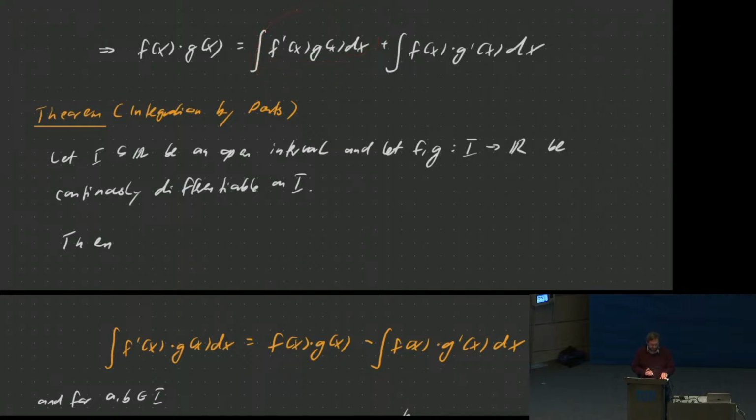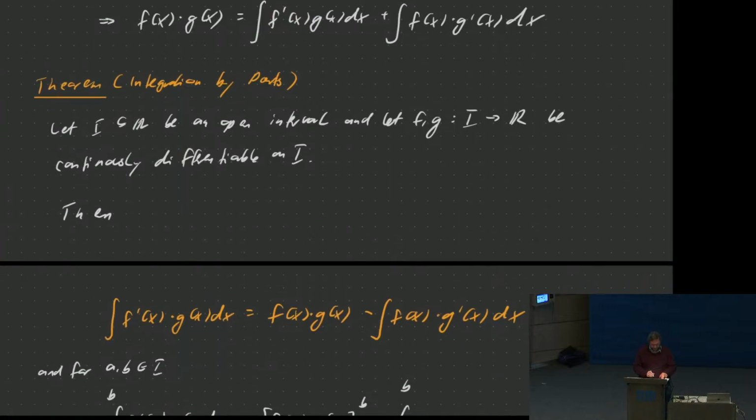Okay, so here's the theorem, integration by parts. We have 2 functions defined on an open interval as usual. Both need to be continuously differentiable on that interval so that we can use those derivatives here. And then this integral of that form, f prime times g, can be reformulated to this expression, f times g minus the integral over f times g prime.